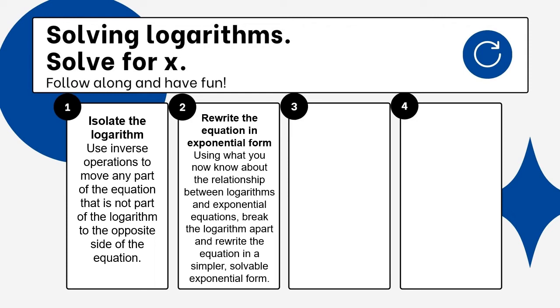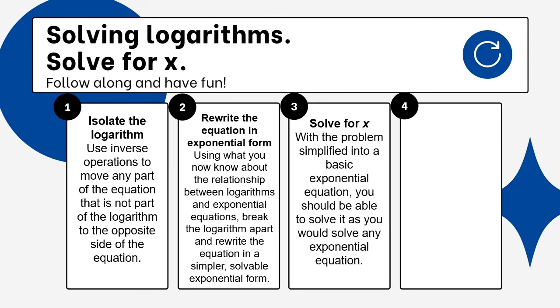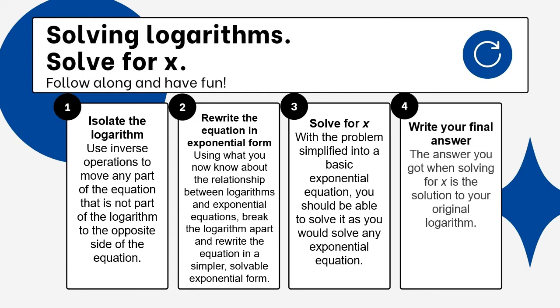Third, let's solve for the value of x. With the problem simplified into a basic exponential equation, you should be able to solve it as you would solve any exponential equation. And then lastly, let's write your final answer. The answer you got when solving for x is the solution to the original logarithm. Let's try it step by step.